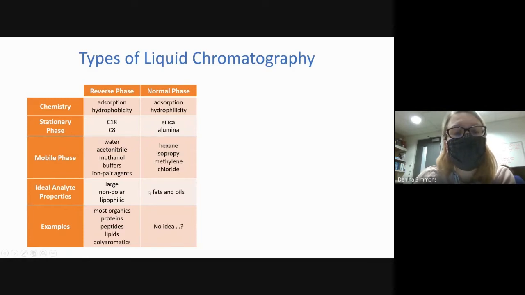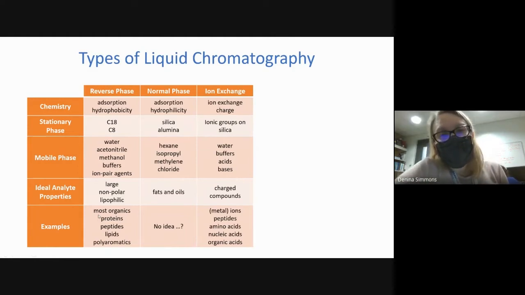It's very good for things like fats and oils, even though you would think that it should be polars. That's not actually what normal phase is good at. So I think the reason why I've seen more people using normal phase is because I've been doing more lipidomics. So more people who are doing lipidomics actually pull out normal phase columns. And I don't have a lot of other examples. So here I say no idea, but fats and oils. Most people still do lipids on C18.